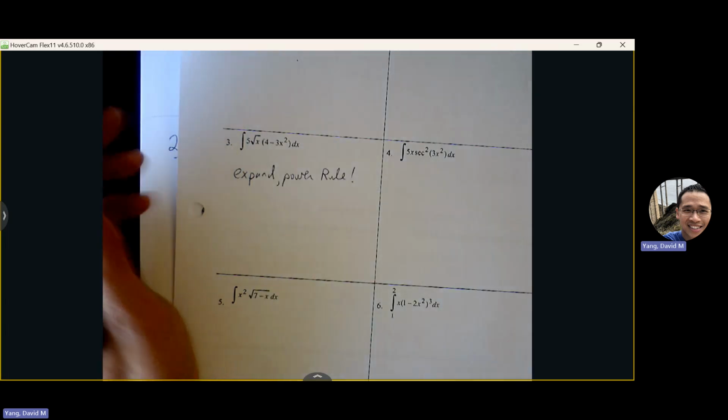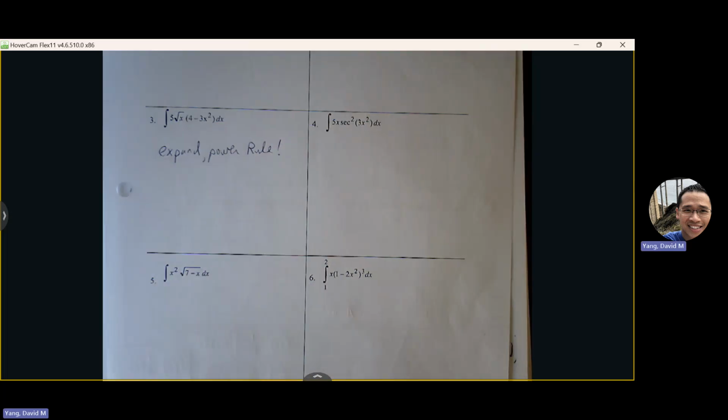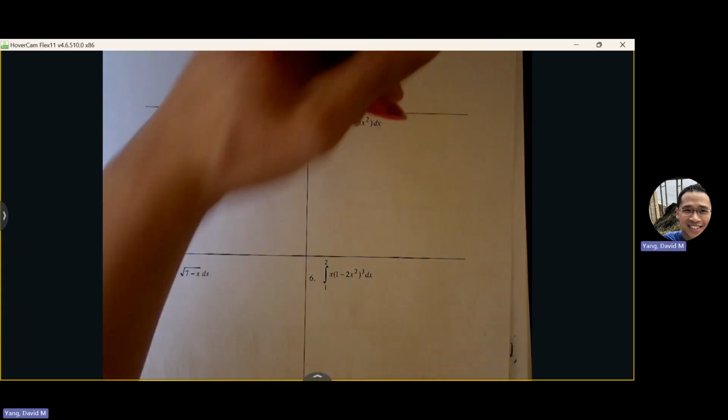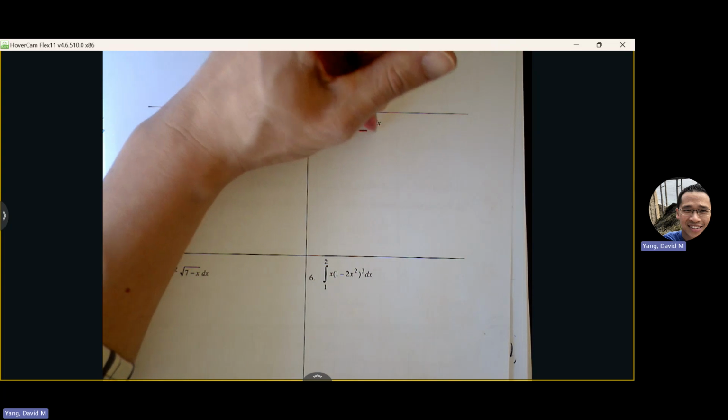Okay, number 4, what's our strategy there? Right, too messy for any one rule to handle, so we do have to go through use substitution. What could be our u value? Okay, we see a set of parentheses, right? Our u value is that 3x squared.